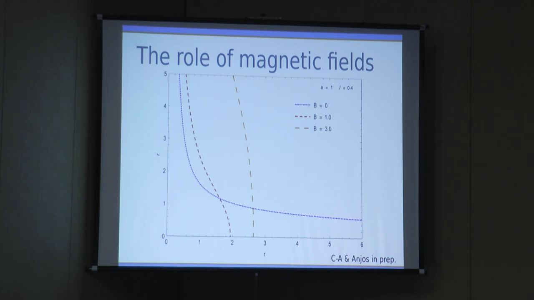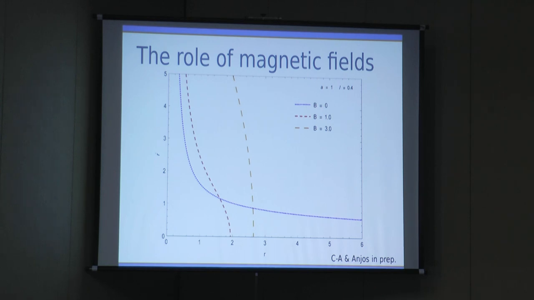So, with this Lagrangian, we can calculate the equations of motion, and we also can have constraints to find the R point and to find the geodesics of those particles. So, here is a situation where we have no magnetic fields.